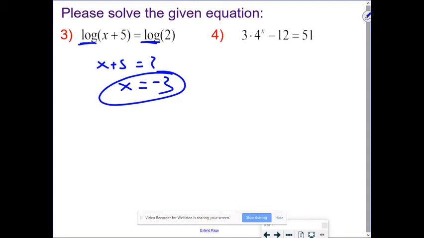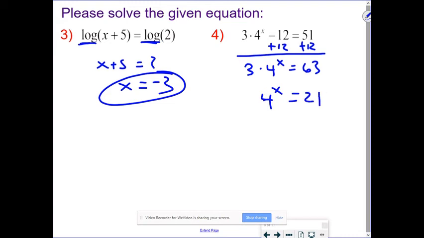In 4, it's an order of operations problem first. Get rid of the 12 by adding 12. Get rid of the 3. It's multiplying by 3, so I would divide by 3. Then I get 4 to the x equals 21.